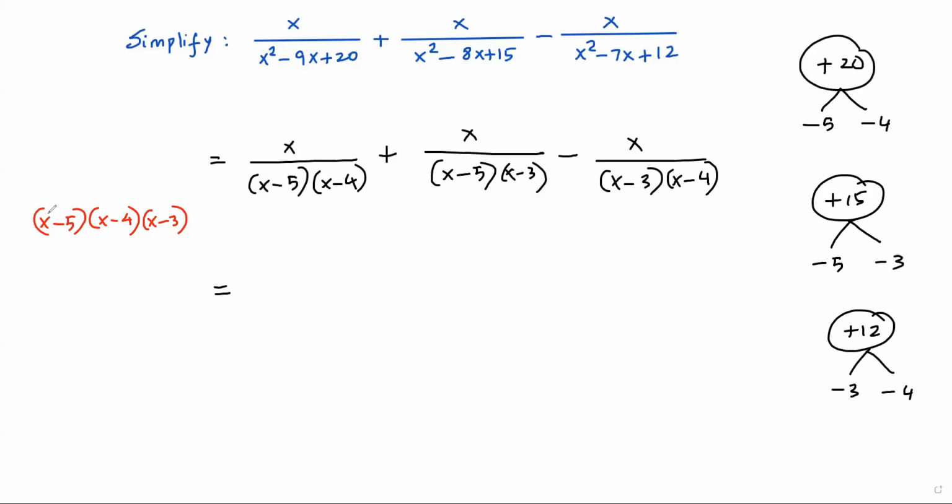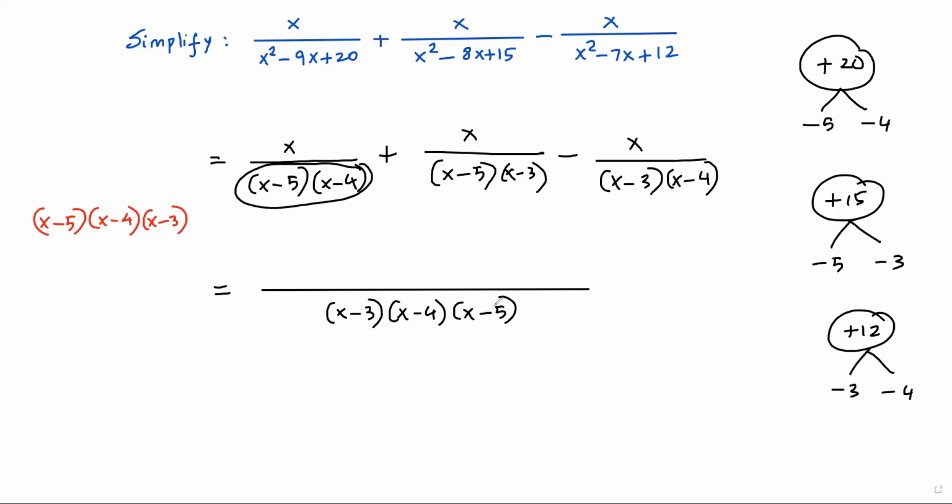So let's write the common denominator: (x − 3)(x − 4)(x − 5). Compare the denominator of the first fraction with the common denominator. What is missing? (x − 3) is missing, since we have (x − 4) and (x − 5) already. So we have to multiply the numerator by (x − 3), and we get x times (x − 3).